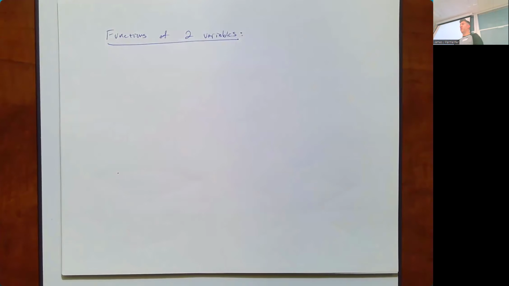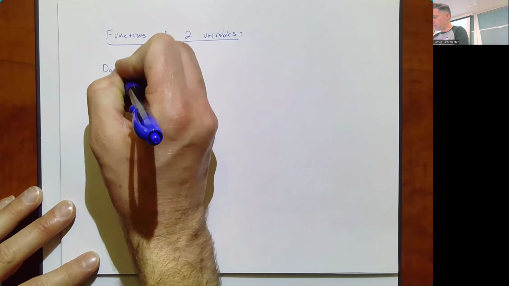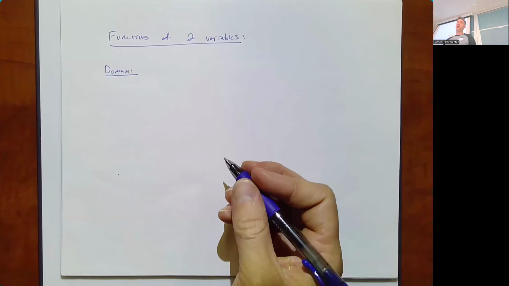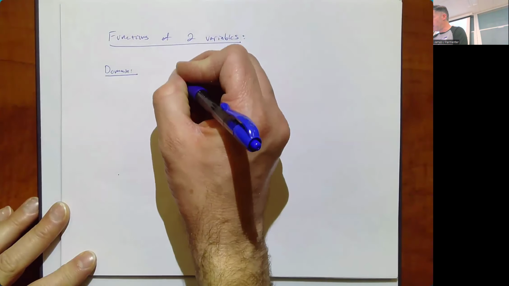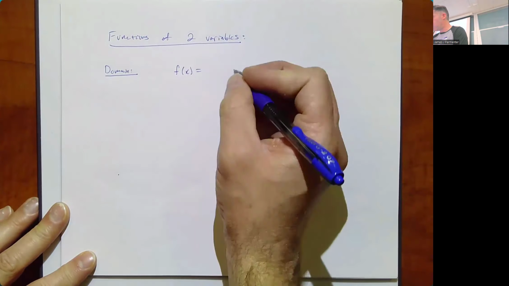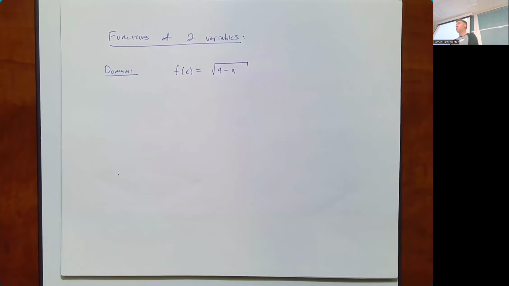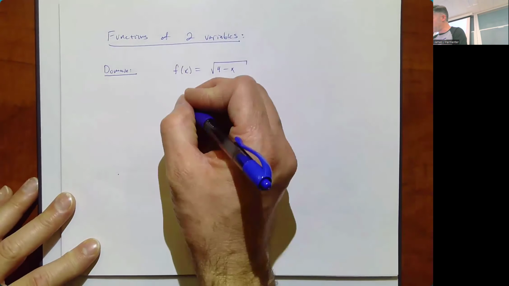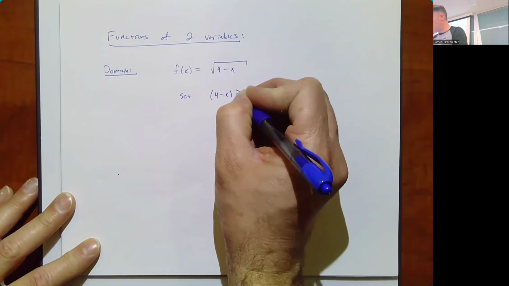And really, when it comes to functions of 2 variables, I like to start talking about domain. So let's talk about domain for a minute. And actually, let's go back to a function of 1 variable for a second. So, for example, if our function f of x were equal to the square root of 4 minus x, the way we would find the domain here would be by seeing that we can't take the square root of a negative number. So we're going to set the inside of that to be greater than or equal to 0.